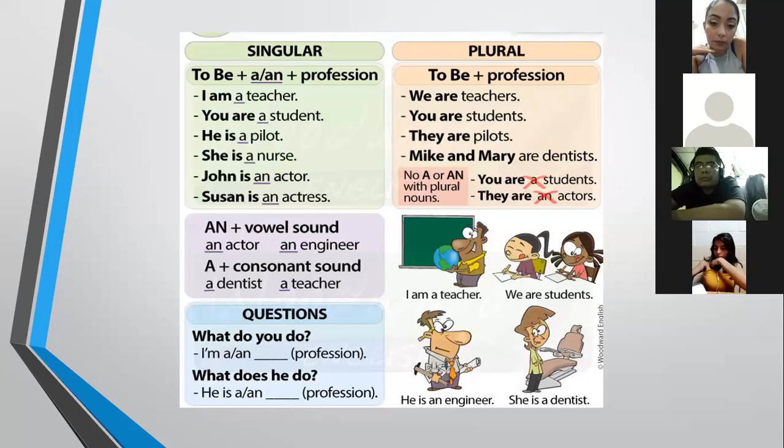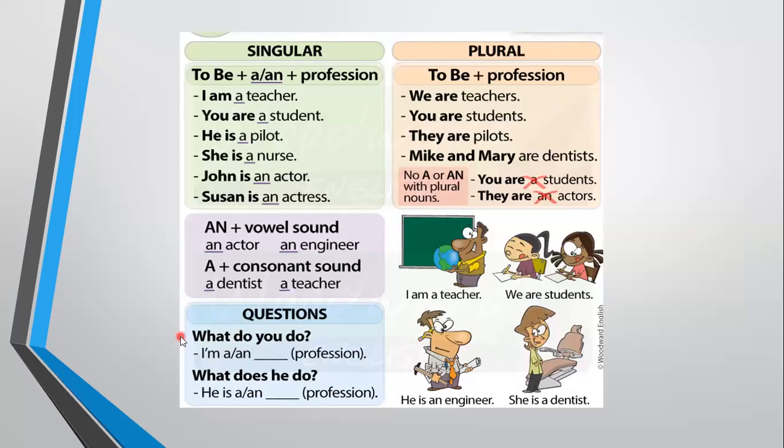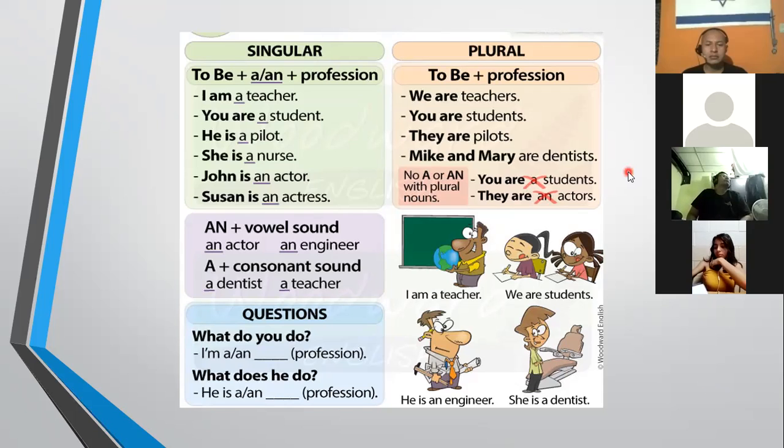Tenemos las preguntas. Walter, can you read them, please? What do you do? I am a profession. What does he do? He is a profession. Okay, thank you. So, you can see. Estas son las preguntas, ¿verdad? Si yo quiero saber a qué se dedica, por ejemplo, Natalia, I can ask, what does she do? Or what does Natalia do? Y ustedes me van a decir, ah, she is, ella es, y la profesión de ella.